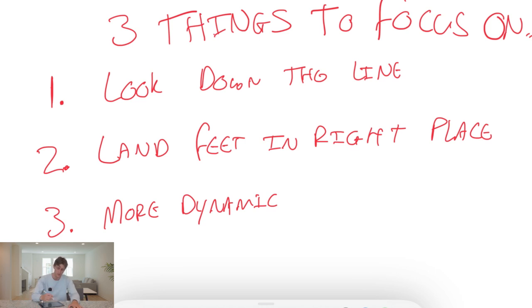Just 3 things. Number 1, look down the line when you pop up. Number 2, land your feet in the right place. Otherwise, you're going to have a really hard time. And in order to do these 2 things, you just have to practice at home. Just practice at home. And number 3 is to be more dynamic. Extend and compress. Throw your body weight around on the board a bit more. And once you have these things down, you'll find it a lot easier to do turns.